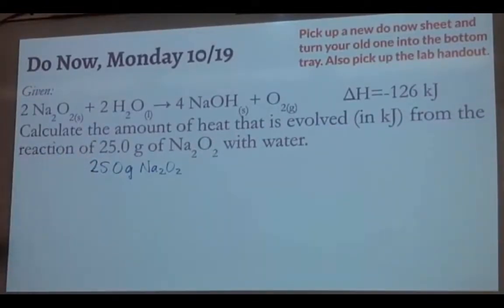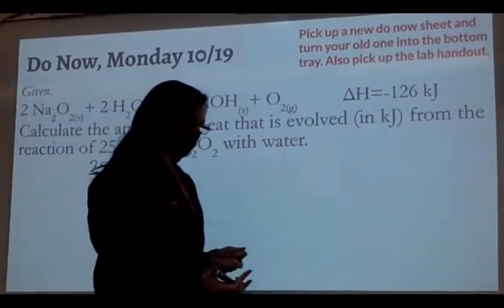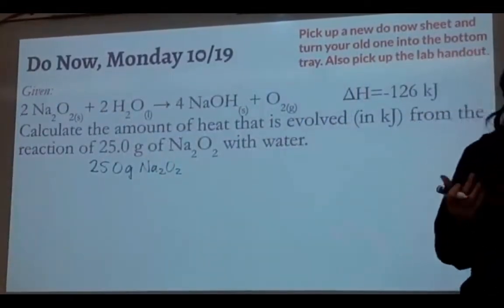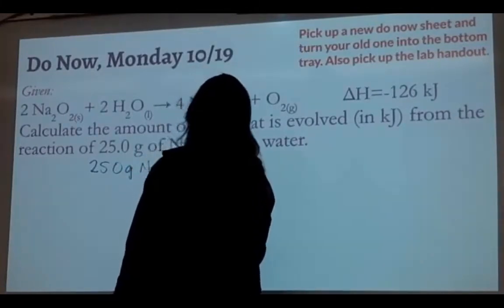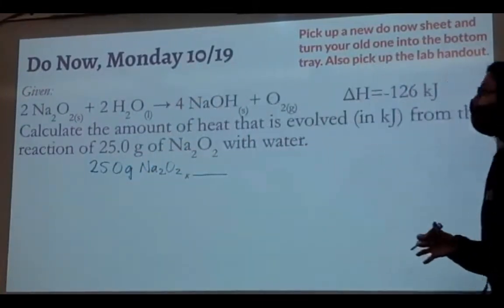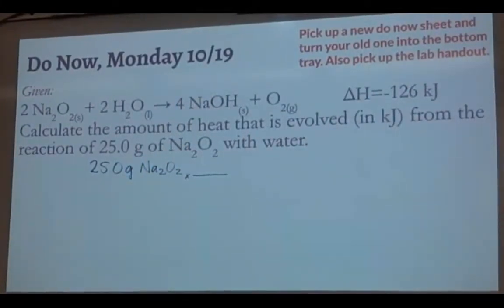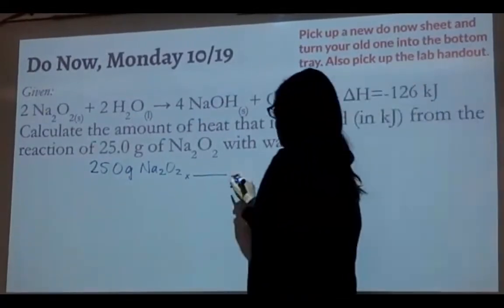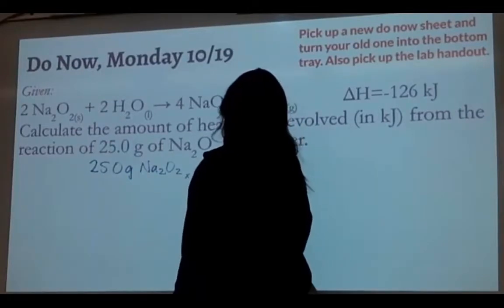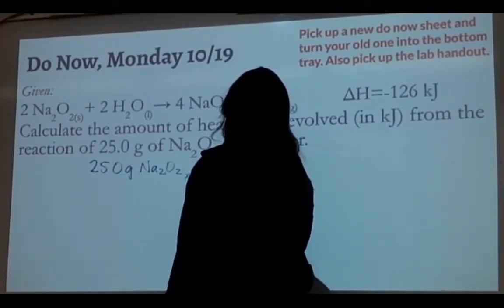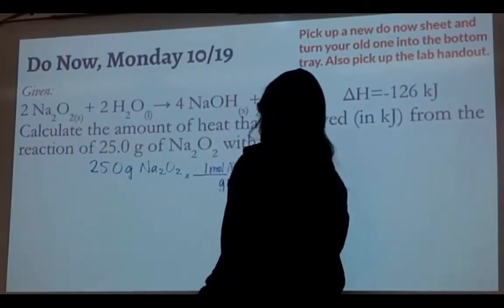So just like they asked us to go to moles of something or grams of something, instead they're asking us to go to heat. So this is a thermochemical equation. This is just going to be stoic. So I'm going to take my grams, and before I do anything else, what should I convert my grams to? Moles. I'm going to go from grams of Na2O2 to moles of Na2O2.